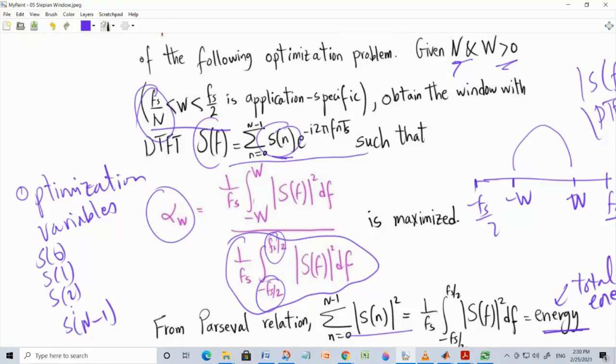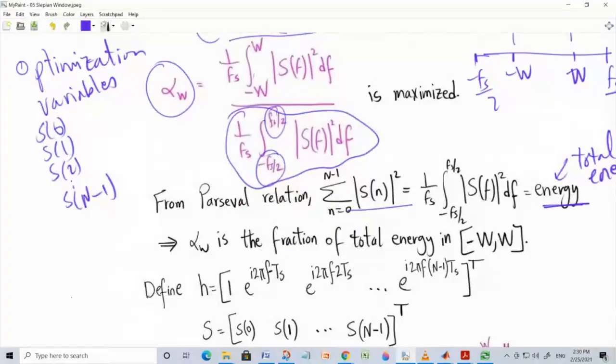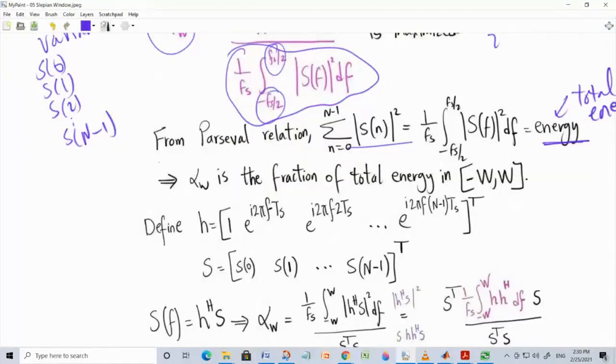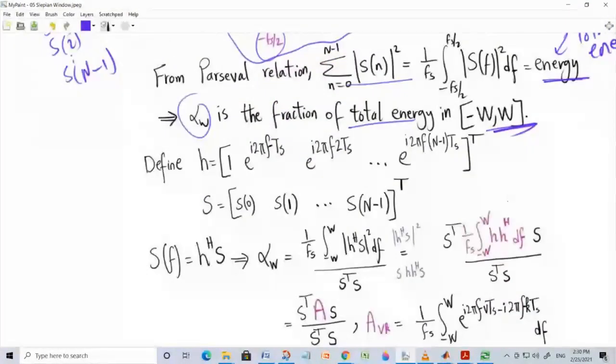Okay, but again, there are some applications where side lobe suppression is the issue, and this is our focus here. So our objective function alpha(W) is the fraction of total energy living in this interval. You can solve this problem in a number of ways, and one way is to define this H vector. So H is a column vector of those terms, the ones that appear in the definition of the DTFT.